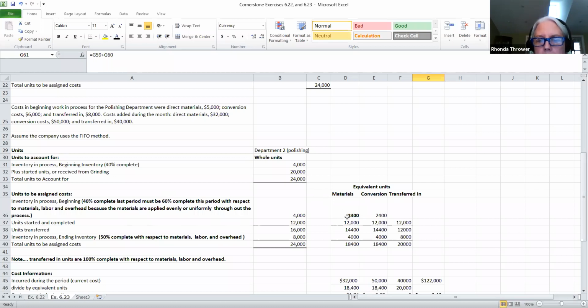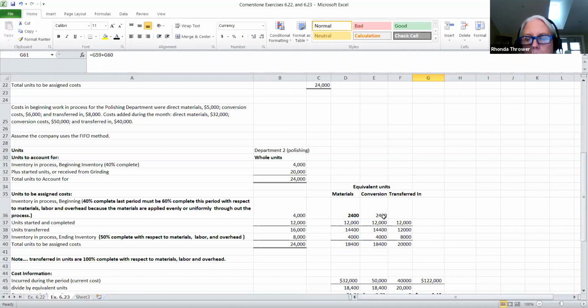So again, this is 4,000 times 60% gives you 2,400 that have to be finished during this period of time. And again, that's because the materials were added uniformly throughout the process. We had all 60% that have to be added during this period of time for the FIFO method. So we've taken a beginning inventory into consideration. The remaining cost of beginning inventory have to be completed this period.